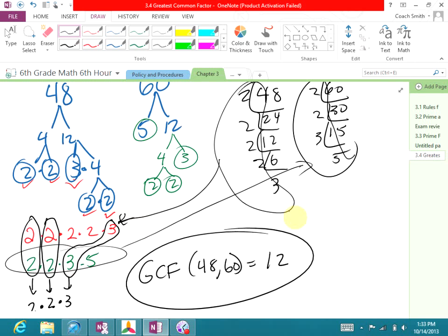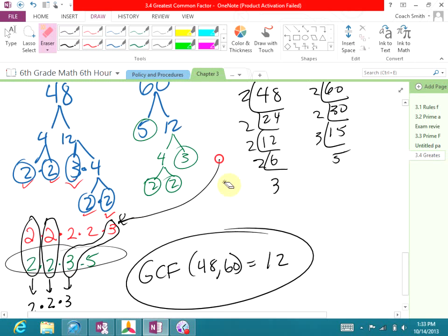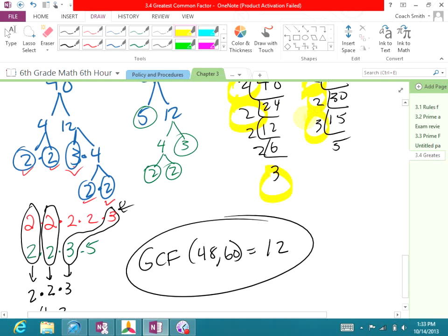The reason I like inverted division is because you can even do this. With inverted division, I can just come right here and circle that and that, that and that, there and there. And then I just say 2 times 2 times 3. 2 times 2 is 4, times 3 is 12. That's one of the main reasons I like inverted division, because it's just right there for you. Circle the ones that are common, multiply them out.